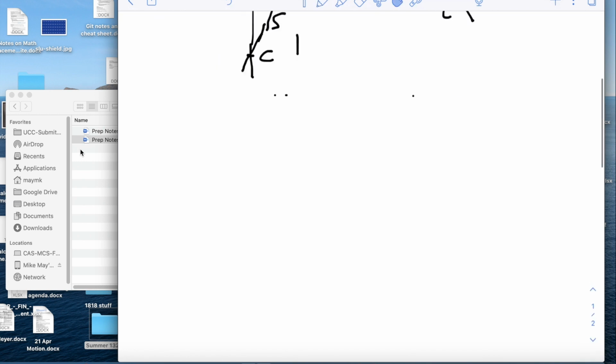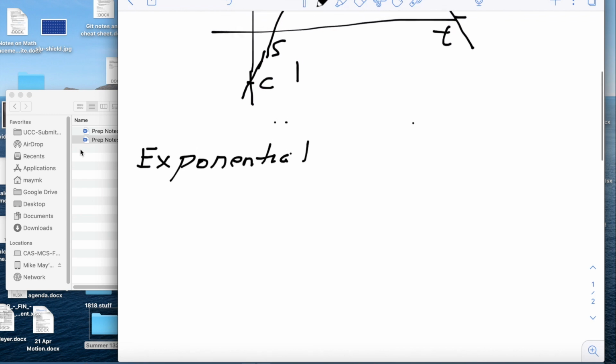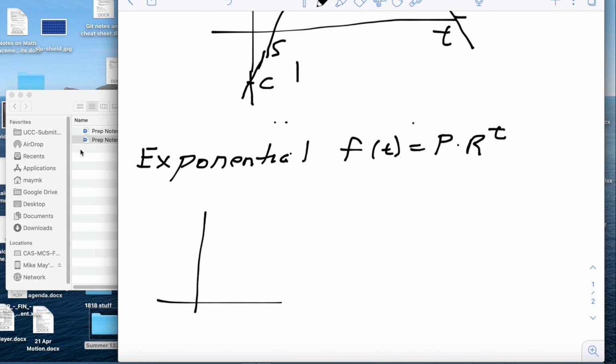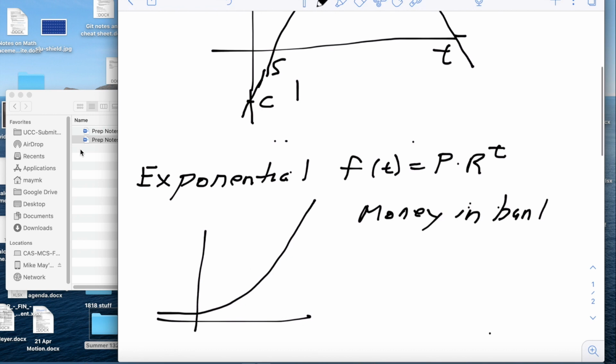The next kind of function we're interested in is an exponential function. This will look something like f of t is the principal times some rate to the t. These are functions that grow and grow more and more steeply as you go along. Examples will be money in a bank, so that my amount of money in the bank is the principal. I put $1,000 in, I get 3% interest raised to the power of the number of years.